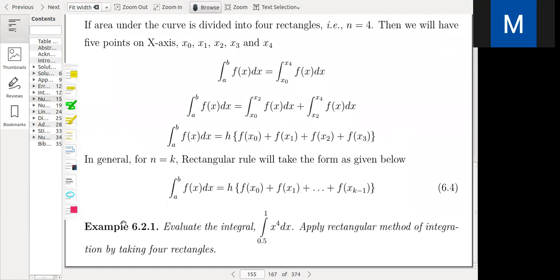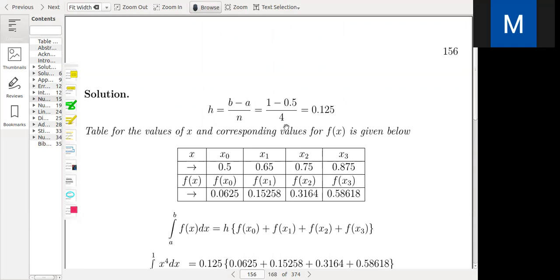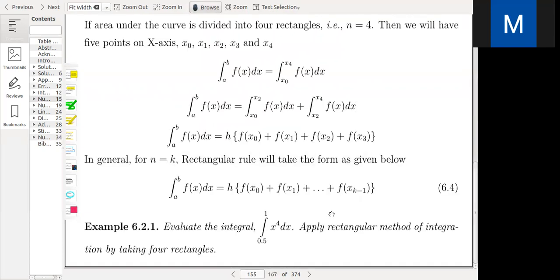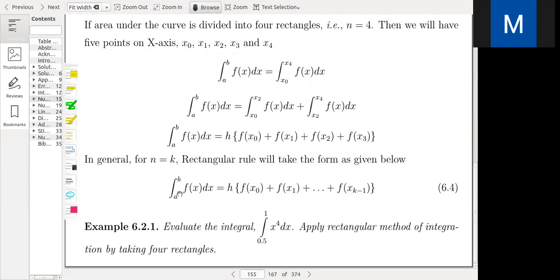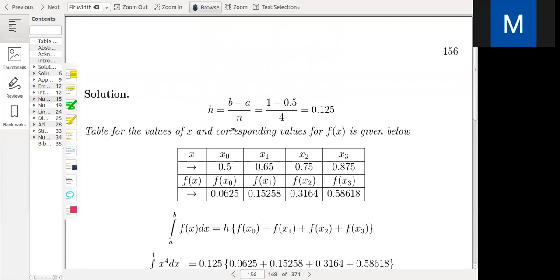So next, as an example, we can calculate the area of the integral from 0.5 to 1 of x^4 dx. And how can we calculate it? We need to calculate the step size. If the number of rectangles is 4, then the step size will be 0.125. And we can tabulate the values. For example, if we take these four rectangles, we will have 5 points.